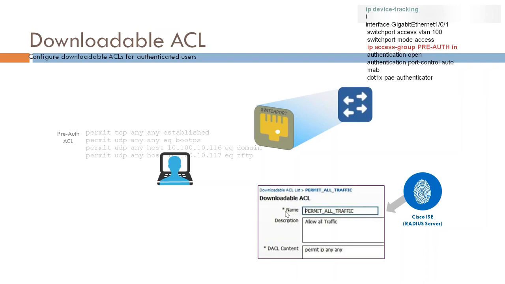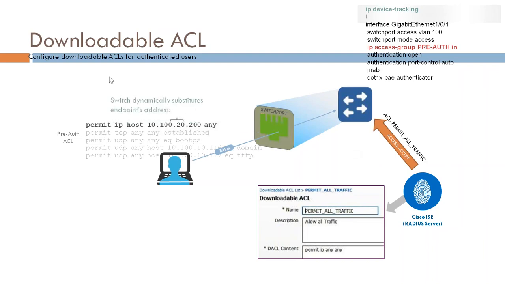Now, when I am downloading the ACL, at that time the ACL name is permit all traffic. Let us see. And the DACL content is what? Permit any to any. Now you can see that my authentication is happening, then my authorization is happening, authorization is successful, then it will change the authorization.